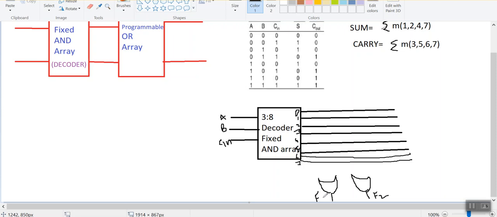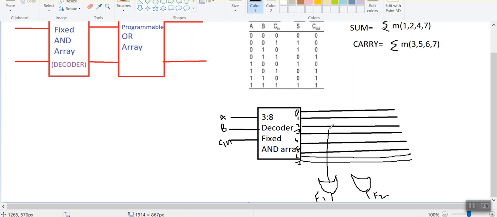Now there are two methodologies to represent this, as we have shown here. This is my 3 to 8 decoder, this is my fixed AND array. Fixed AND array means we are not doing any reprogramming. But here the OR array is programmable, we can program it. So there are two methods. First I am explaining the first method.